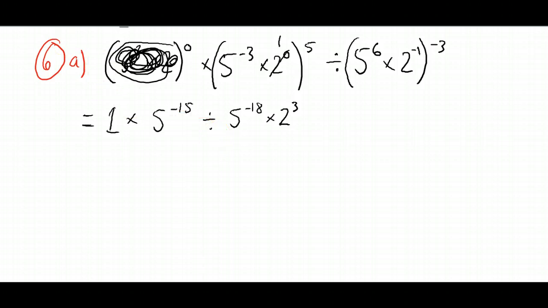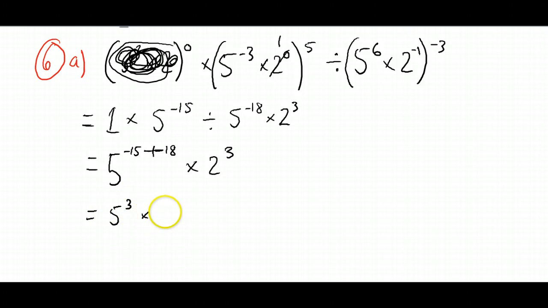Okay, now there's a couple of ways you could deal with this 5 to the negative 15 divided by 5 to the negative 18. One straightforward way is just to say they've got the same base, and it's a division, so it's negative 15 minus this power here, which is negative 18. The two negatives become a plus, so it's negative 15 plus 18, and I'll put the times 2 to the power 3 there. Negative 15 plus 18 would be 5 to the 3, and then that's being multiplied by 2 to the 3.